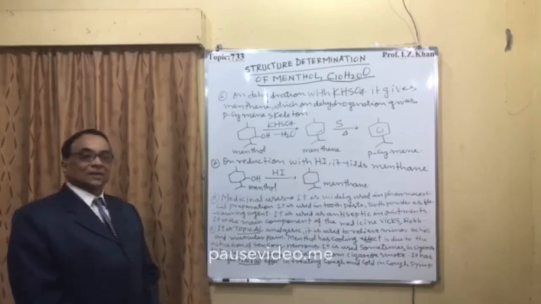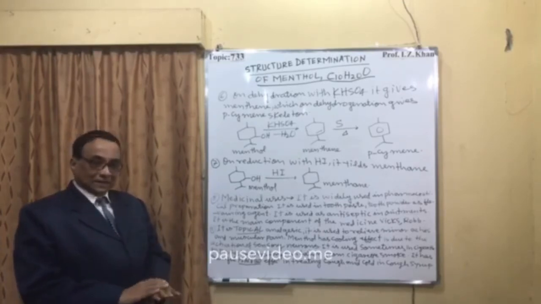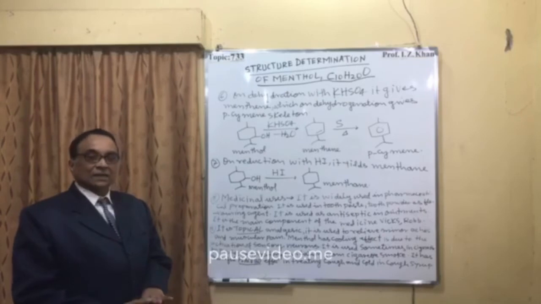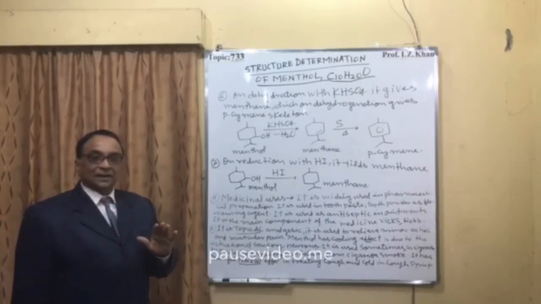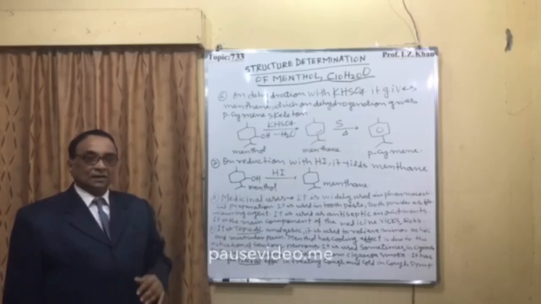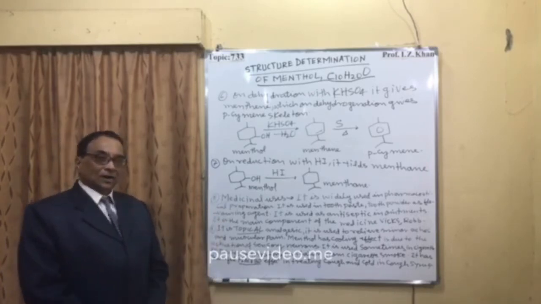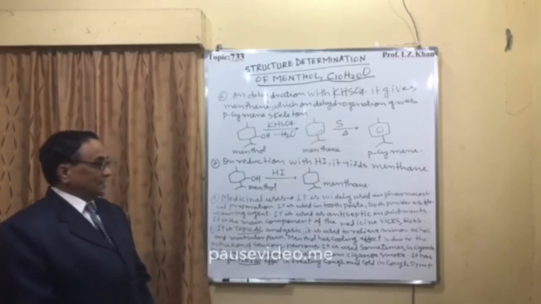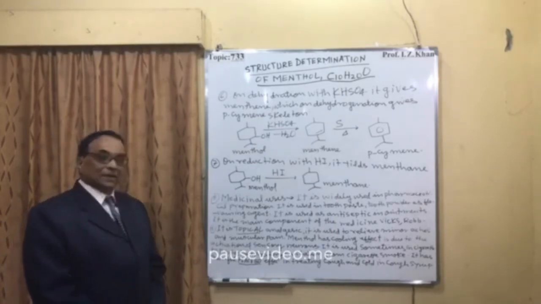Topical analgesic means it can be applied on the upper surface of the body, and when it can relieve muscular pain or muscular cramp, that is called a topical analgesic. So it is widely used as a topical analgesic, and it is used to relieve minor itches and muscular pain, muscular cramp.